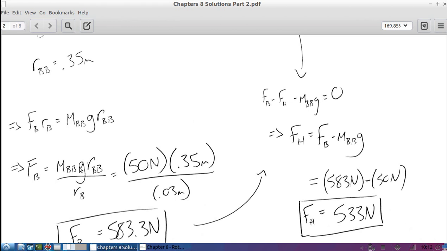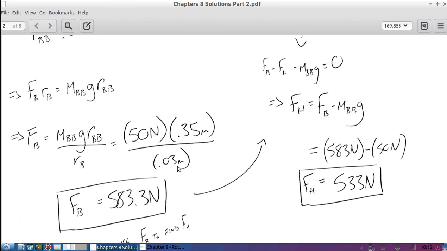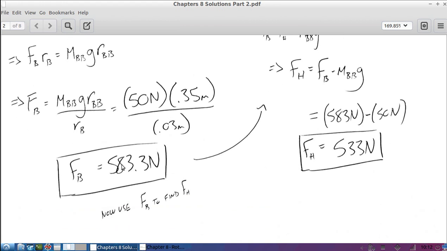50 newtons is the weight force, mg, of the bowling ball. 0.35 meters is the bowling ball's radius vector. 0.03 meters is the biceps radius vector. Plug all that in. I've got a very strong force, a very high value for the biceps force, 583.3 newtons. If you've ever held a bowling ball, they're like anywhere from 12 to 18 pounds or something like that. So they're pretty heavy.